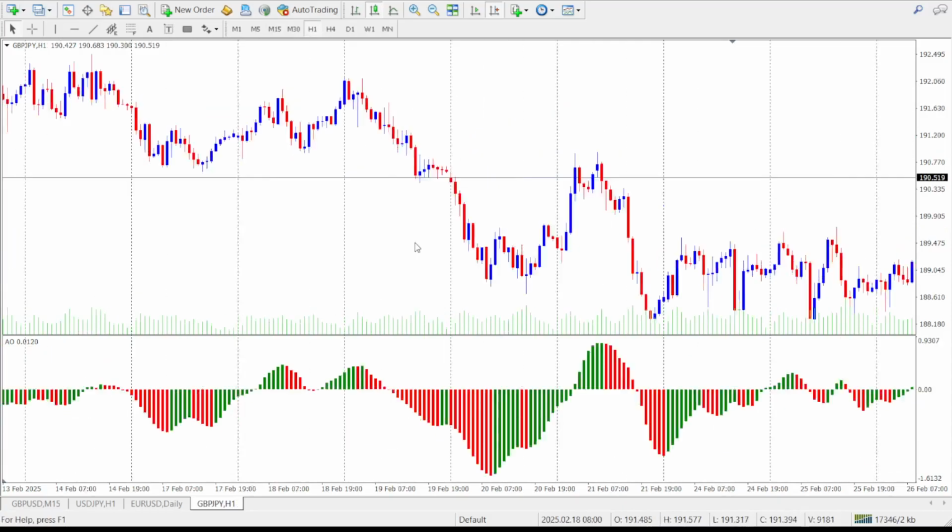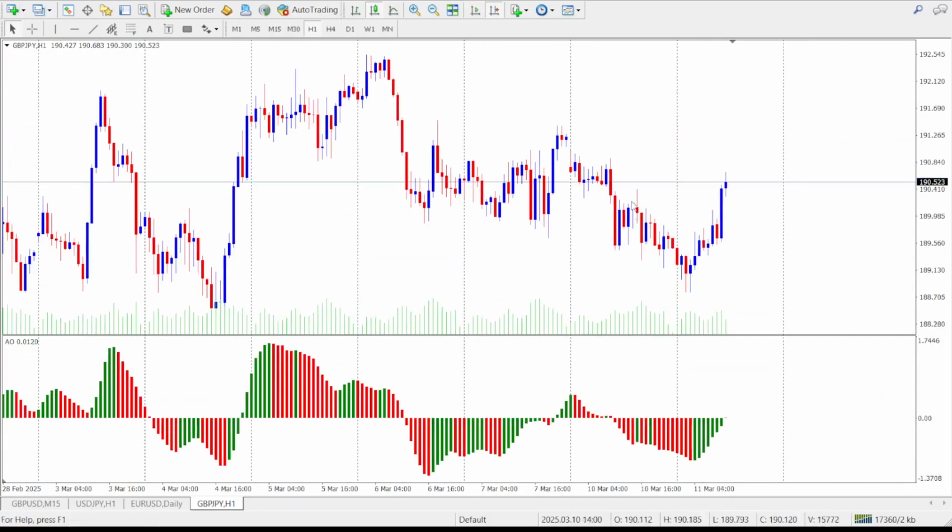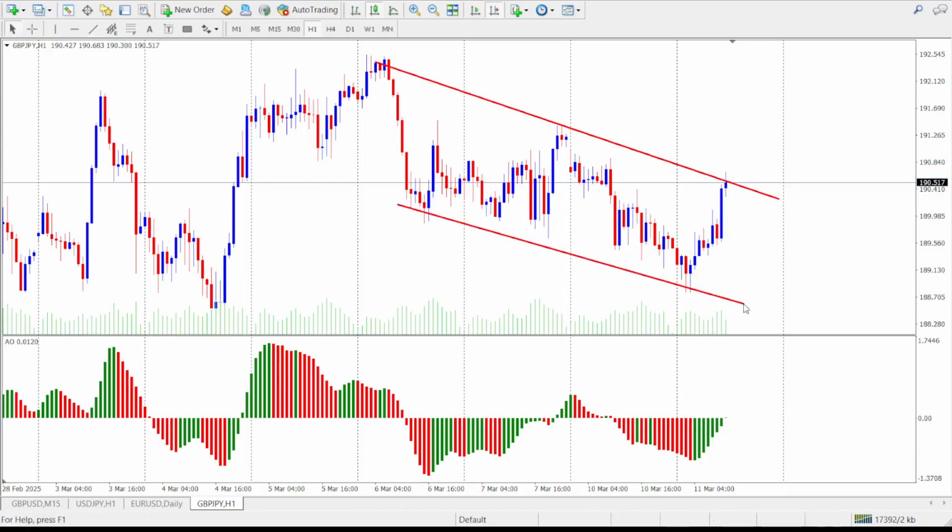Okay, if the price is making higher highs, let's just go to current price activity. Okay, so in a situation whereby price is making higher highs and higher lows, you're going to be looking for buy setups. Okay, but in a scenario like this where price is forming lower highs and lower lows, what you should be looking for is sell setups.